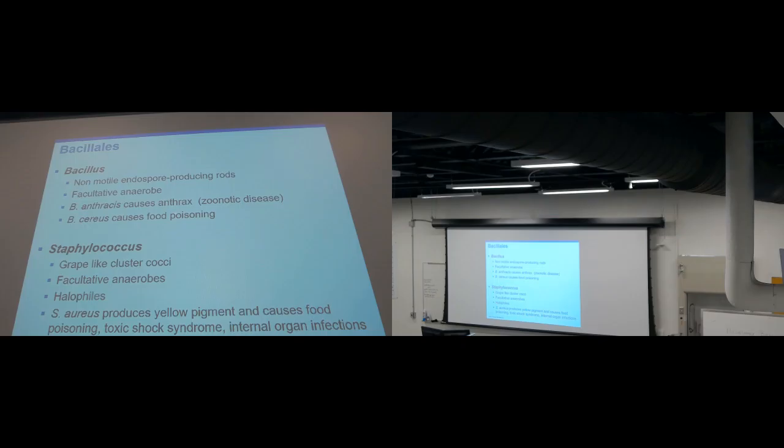And we have Bacillus anthracis that causes anthrax. Anthrax is a zoonotic disease. It can infect cattle. It can infect humans. And this Bacillus anthracis can be used as a bioterrorist weapon. So it causes severe infections in the skin, like ulcers, and it's highly contagious. It can kill persons right away.